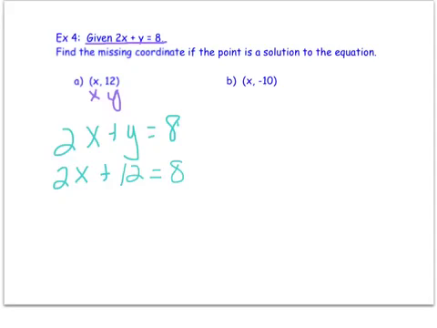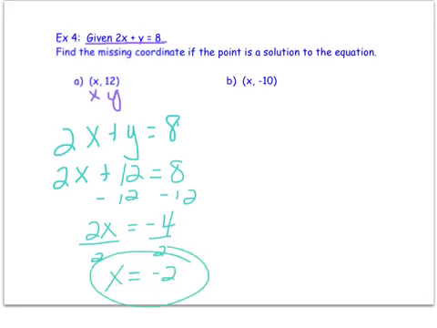Okay, what am I going to do? I'm going to subtract 12 from both sides. I get 2x equals negative 4. Divide both sides by 2. I get x equals negative 2. See, isn't this fun? I love this.